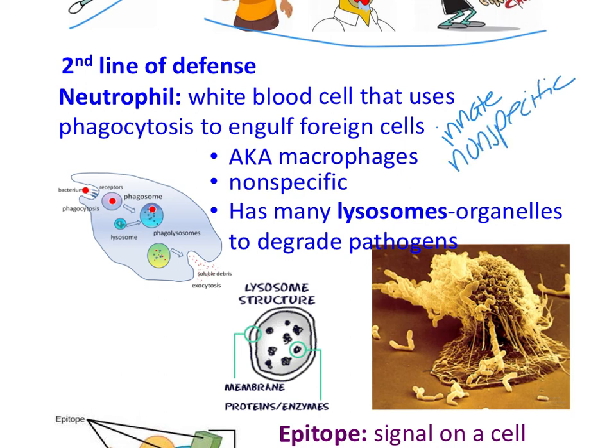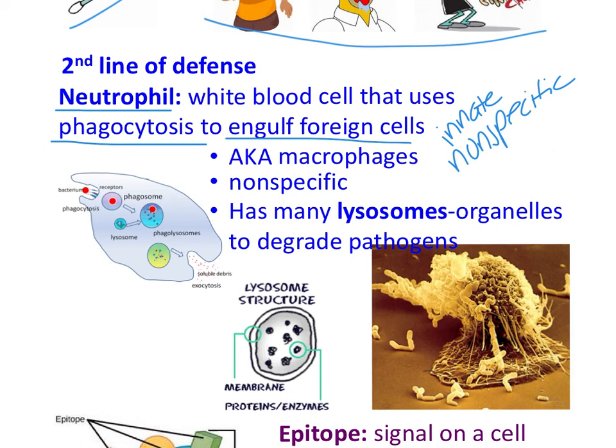Non-specific meaning it will target anybody who doesn't belong. In the second line of defense, we see a specific white blood cell that is called a neutrophil. These neutrophils cruise through your bloodstream 24 hours a day, looking for anything that doesn't belong. If the neutrophil encounters a particle, bacteria, virus, maybe even something bigger that doesn't belong, that neutrophil will use a process called phagocytosis to engulf the foreign pathogen.